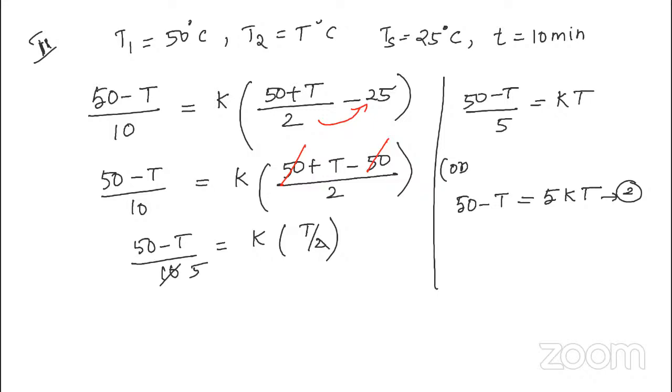Okay, so this is equation number 2. And what about equation number 1? That is 1 is equal to 30 into K. So this is our equation 1. So let us now take these 2 equations. In the 2 equations, we have to simplify and finally we get the temperature values. So all of you note down these 2 equations.